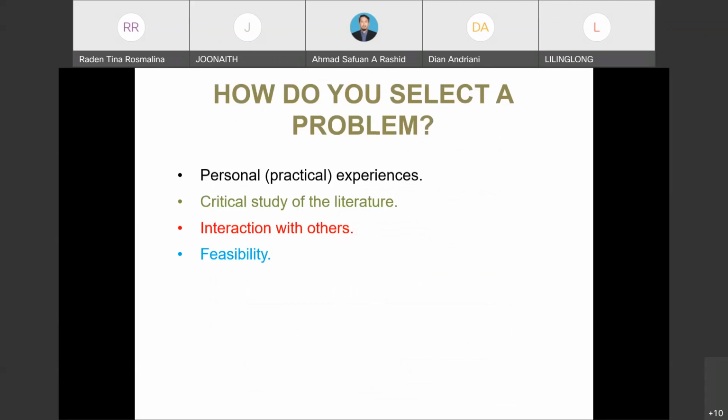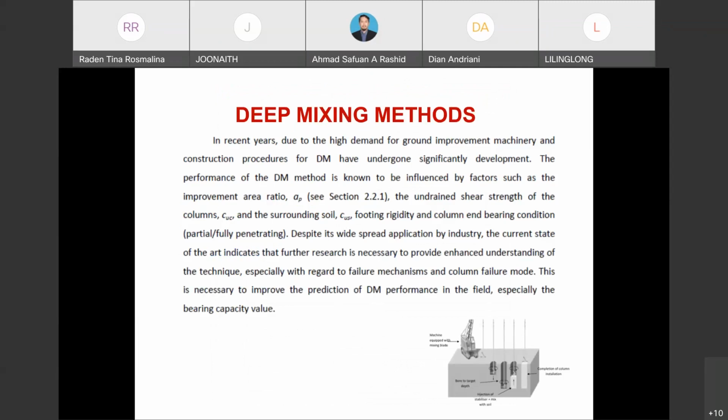So how do you select a problem? Personal interest, critical study of literature, interaction with others, feasibility. So this is an example for my case, my problem statement in my thesis. You should have some explanations or introductions. In recent years, due to high demands for ground improvement, machinery and construction for DM have undergone significant development. That is very general. The performance of the DM method is known to be influenced by factors such as improvement area ratio.